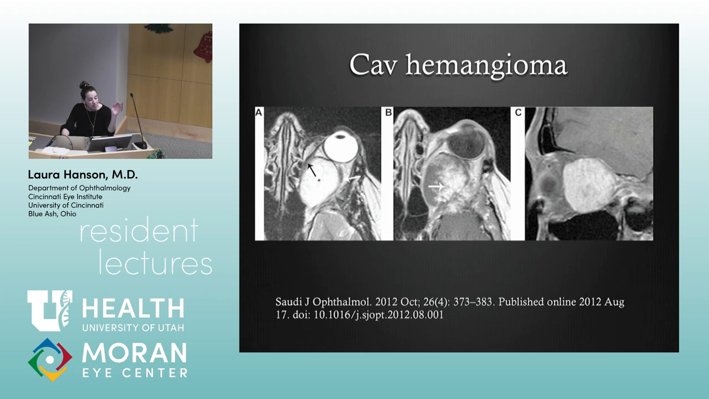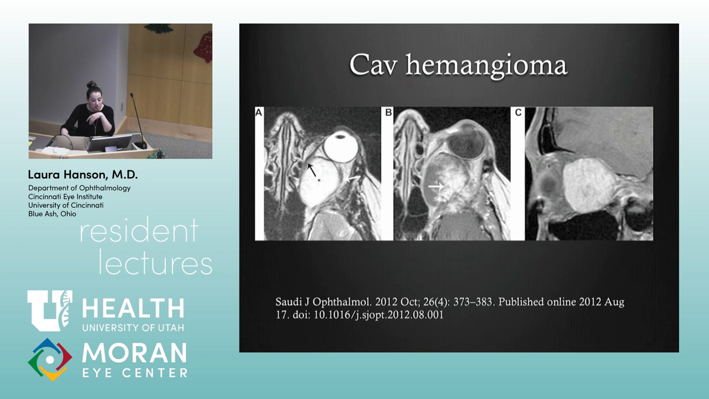So they usually don't really get vision loss with the cavernous hemangiomas most of the time. So the picture will be a middle-aged woman who's noticed this progressive painless proptosis. Sometimes they get double vision with it. It's intraconal, it's well-defined because you have this dark pseudocapsule on there, and then you get this progressive enhancement on a contrasted MRI that's usually fairly heterogeneous.